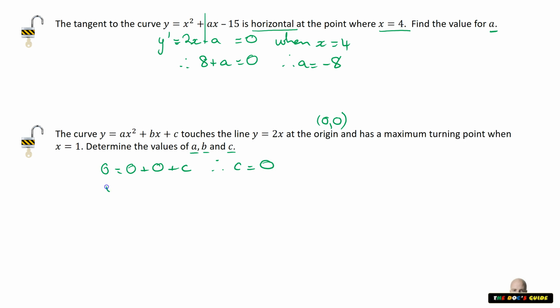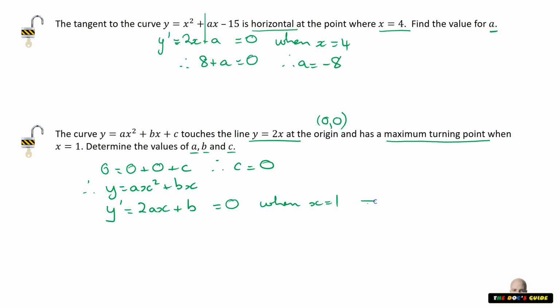So our curve is just y equals ax squared plus bx. Now we also know, we'll come back to this bit here at the moment, that there's a maximum turning point when x equals 1. So y dash will be 2ax plus b, and it has to be a maximum when x equals 1. So that means that y dash equals 0 when x equals 1. So that's going to imply that if x equals 1, we've got 2a plus b equals 0.